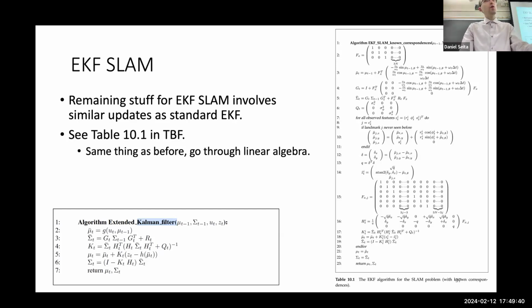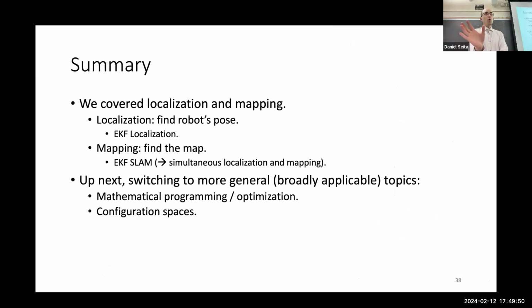All right. Any questions about this? All right, quick summary. Today we covered localization and mapping. Localization tries to find the robot pose. Mapping tries to find the map. Simultaneous localization and mapping, you have to do both. SLAM is a very fundamental problem in many robotics tasks, so it's important to know it.